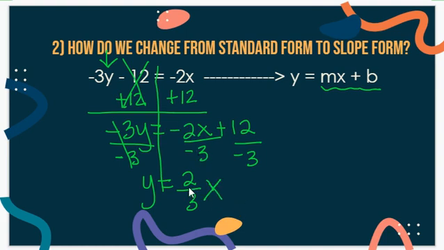I can't divide that, so I'm just going to leave it a fraction, and that's okay because remember this is a slope: rise over run, 2/3 x. Then positive 12 divided by negative 3 is negative 4. So this standard form equation up here, in slope-intercept form, would be y equals 2/3 x minus 4. And now we can graph it.